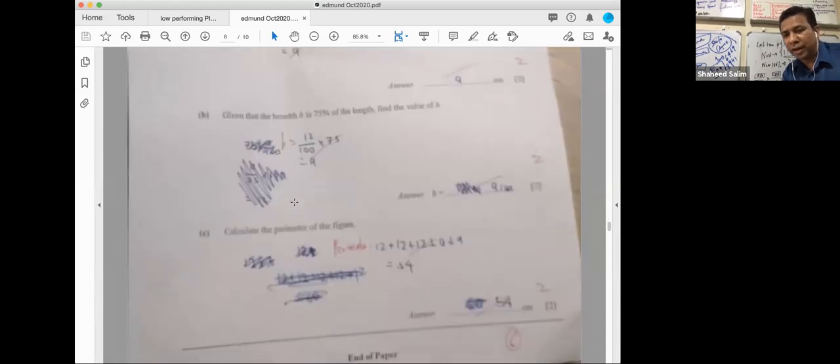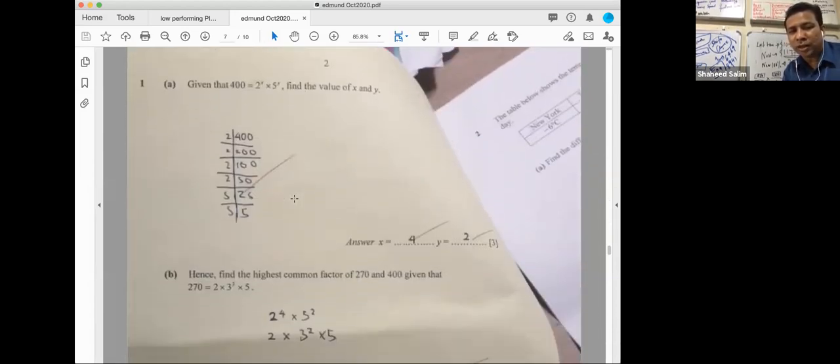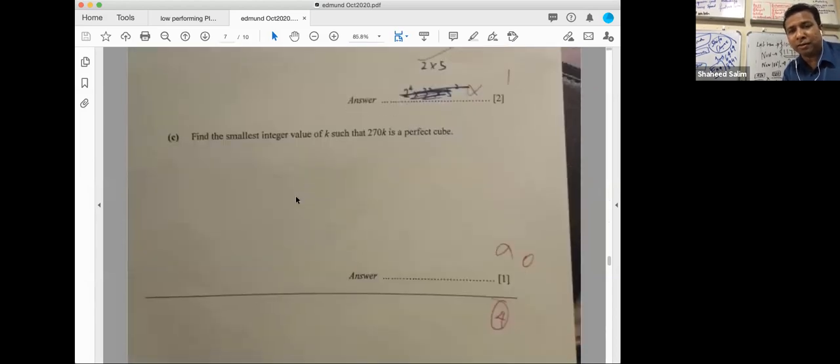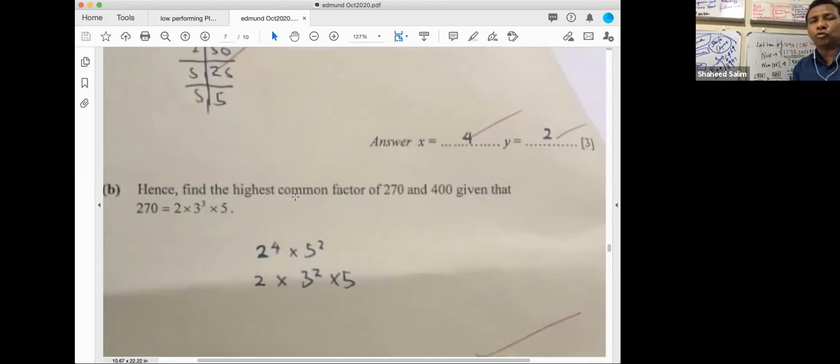Next one, you got it correct, correct, correct. Well done. And then next one, you got it correct. This one, something is not correct. This one we have gone through so many times. Let us see. Do you remember us going through this? Highest common factor and all? Let us take 270 and 400.